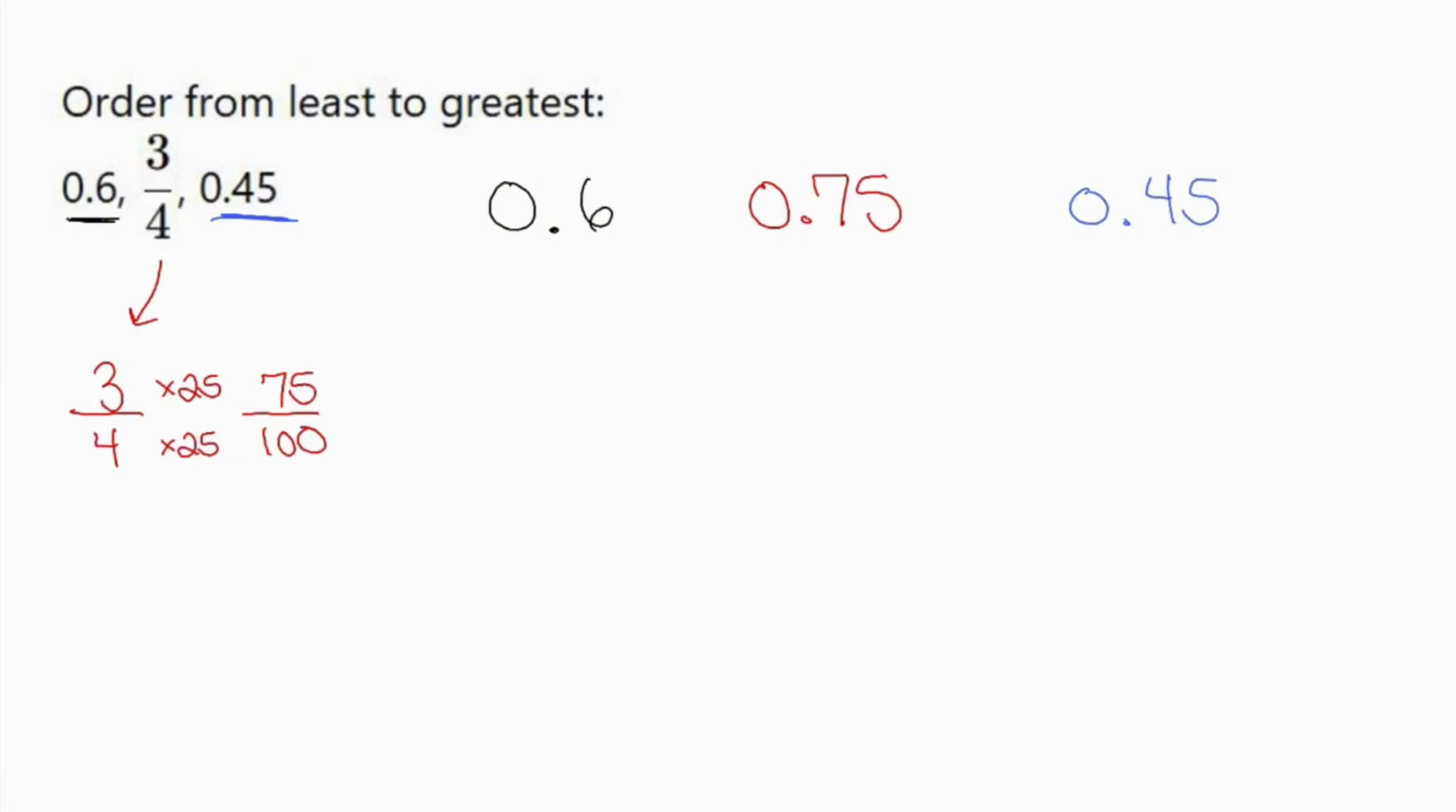Now, whenever you compare decimals, you start with the leftmost place value and work your way to the right if they're the same. So since my ones place values are all zeros, that's not going to help me. I move to the right and take a look at my tenths place value. This has a 6, this has a 7, and this has a 4. Now, the smallest of 6, 7, and 4 is my 4. So that's going to be my least value. So I'm going to write out 0.45, 45 hundredths, as my least value.